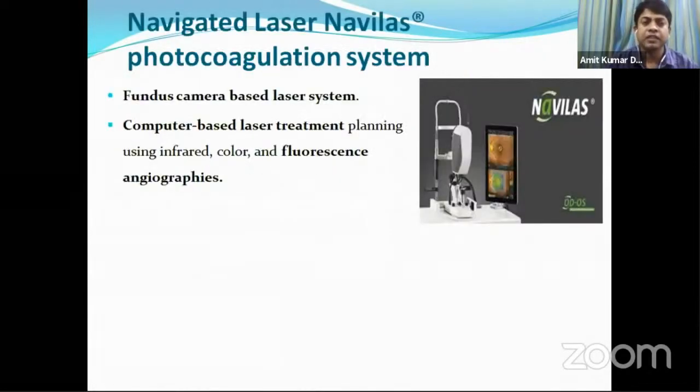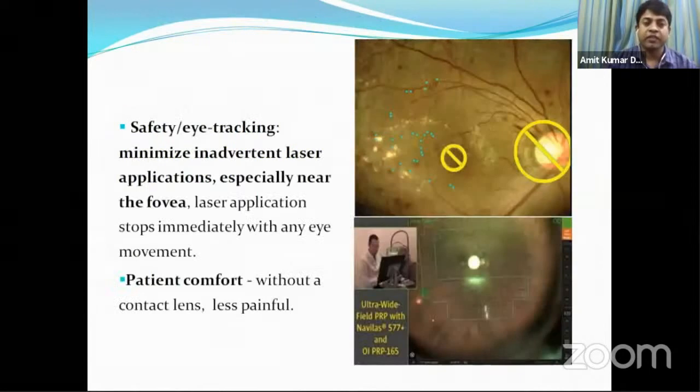Another laser system which is new is the Navilus, or the navigated laser system. It is a fundus camera based laser system with computer based laser treatment planning using infrared, color and fluorescein angiographies. There is a safety or eye tracking system which will minimize inadvertent laser applications, especially near the fovea. Anytime there is eye movement, the laser will stop immediately to prevent any inadvertent injury to the fovea. So it's also very comfortable to the patient.